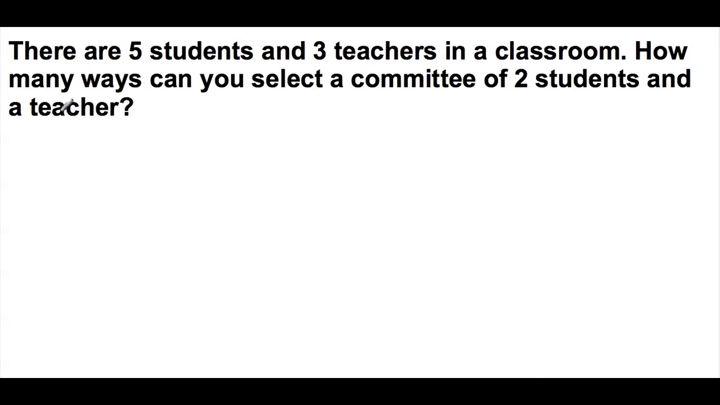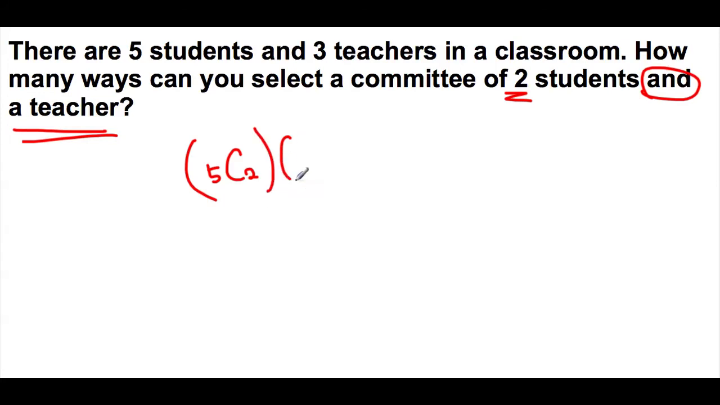How about the next question? There are 5 students and 3 teachers. How many ways can we select a committee of 2 students and a teacher? So let's look at 2 students. That means 2 students out of 5 students. So we have 5C2. And "and" means multiplication. So we're going to multiply that by a teacher out of what? 3 teachers. So 3C1. You see, 5C2, we calculated that earlier.